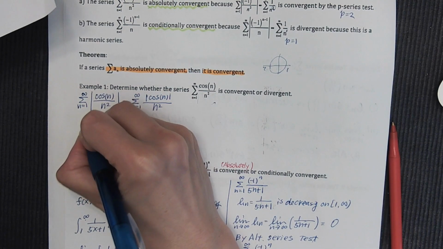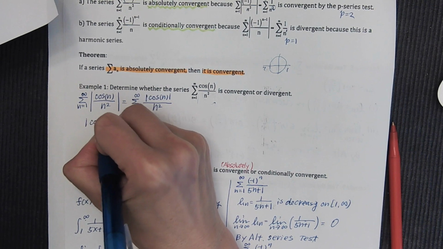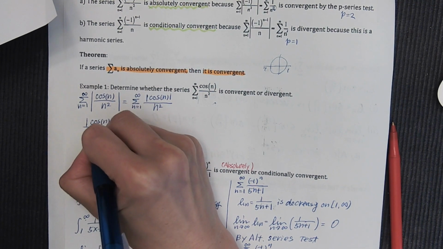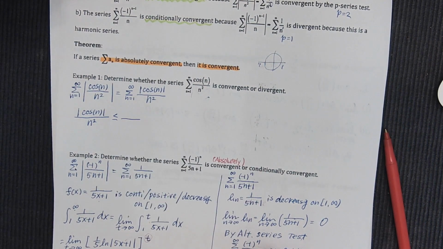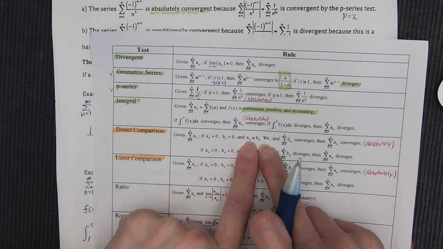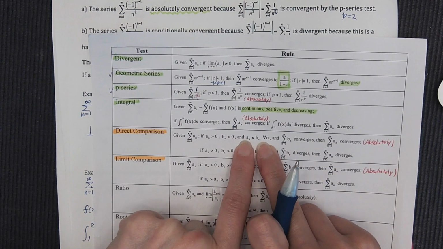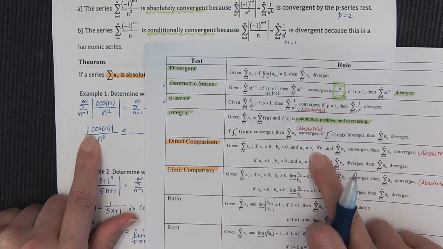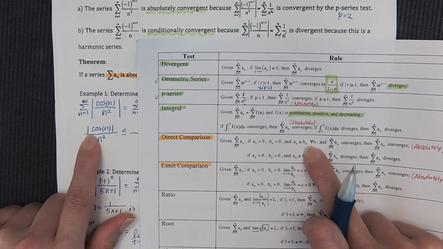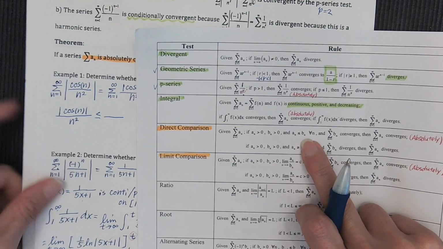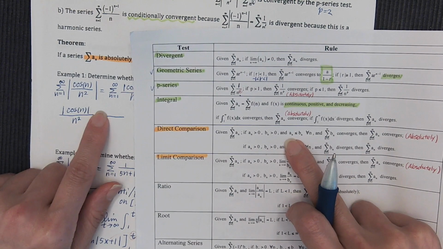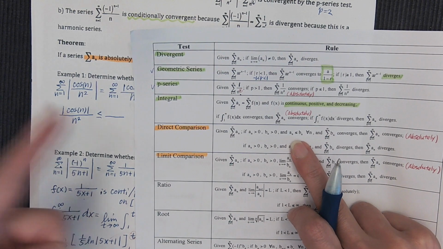So look at this side: the absolute value of cosine n over n squared. I'm looking for something bigger than my original, something bigger than the a of n. So how do you find a bigger number?